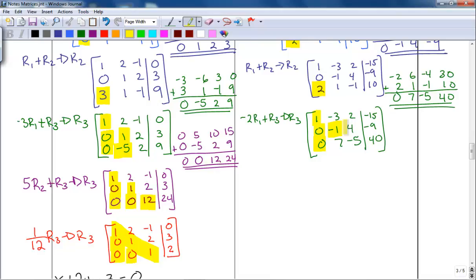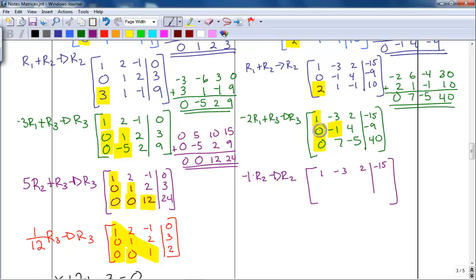Well, if I multiply row 2 by a negative 1, that negative 1 will turn into just 1. So the next row operation that we're going to do is multiplying row 2 by a negative 1 to give us a new row 2. Okay, well that means that my first row doesn't change. I write it down. My second row is going to change.